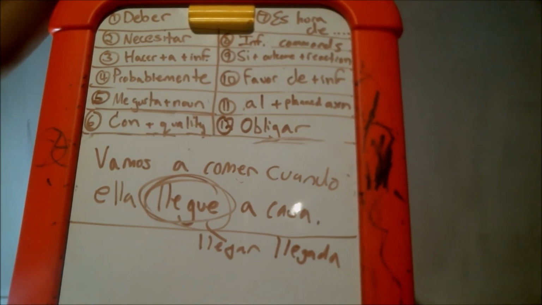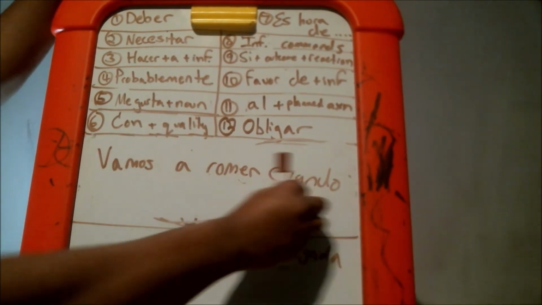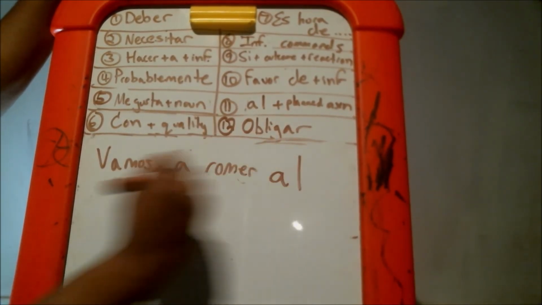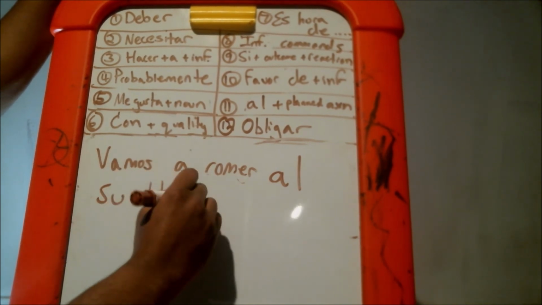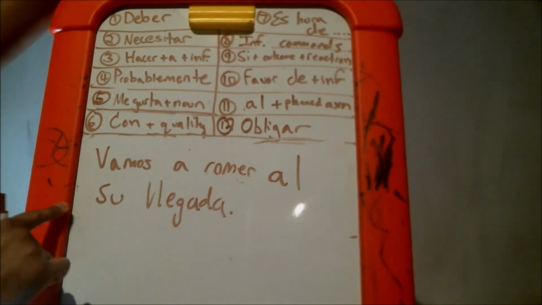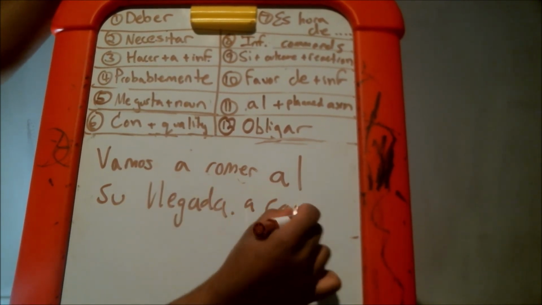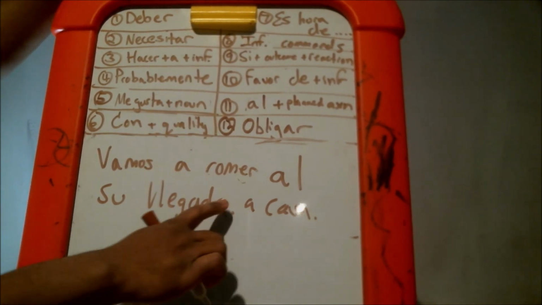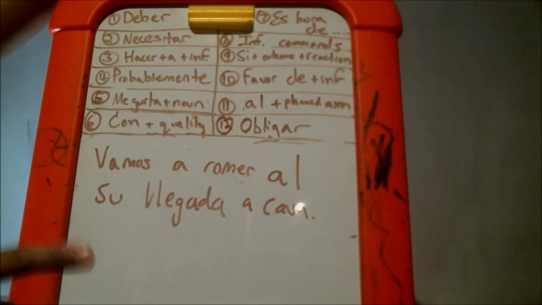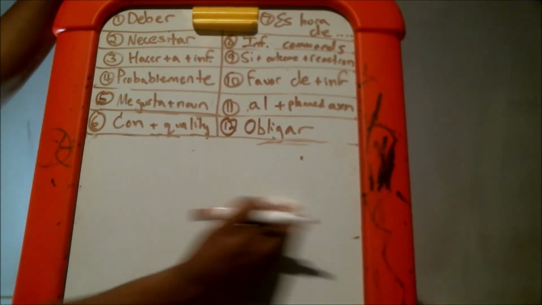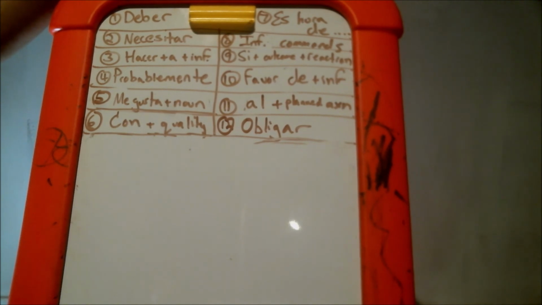So watch this. Vamos a comer al su llegada. We're going to eat upon her arrival, right? A casa. Upon her arrival home. So what you could easily do, if you know how to take each verb and say the noun version of it, then you can pretty much get around the subjunctive that way. And now the last example. Obligar, which means to obligate.